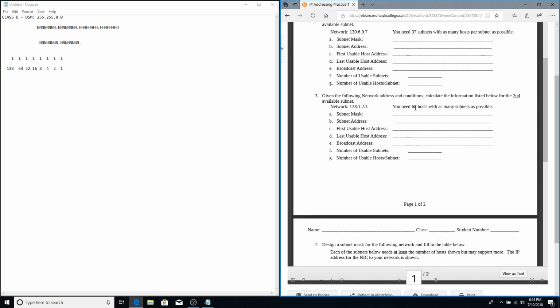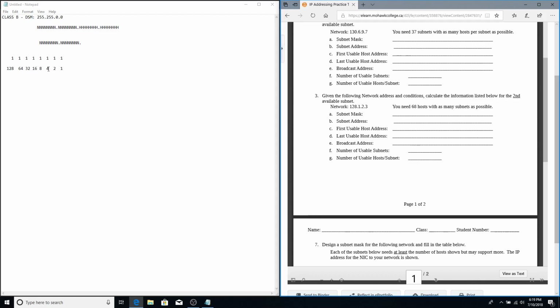So that's okay. We don't care that it represents 68. We just need a number that can satisfy that, and we want the first number that satisfies it. So maybe let's pretend that this number was 4. If it was 4, there is one that's 4. But you could go with 64. You could go with 128, but you don't need that. Remember, it says you need 68 hosts with as many subnets as possible. So we're really just looking for the first number that satisfies that rule.